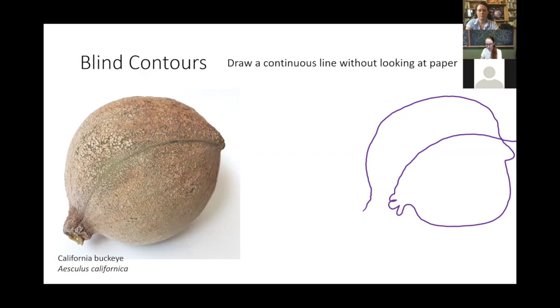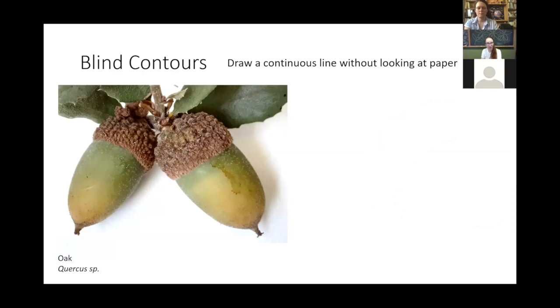Now we'll move on to our next subject material. We have some acorns here, and we'll do some more blind contours. I don't know the species of this oak. Oaks can be kind of challenging sometimes to key out. They tend to hybridize really readily, so it can be difficult to figure out exactly what you're looking at. But if you have an acorn or a similar subject material, you can draw that.